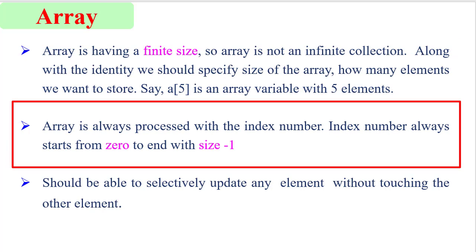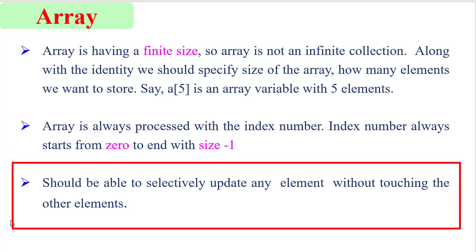While we want to access any array variable, the array is always processed with an index number. The index number for an array always starts from 0 and ends with the value size - 1. In an array, we can update any element without touching or disturbing the other elements.